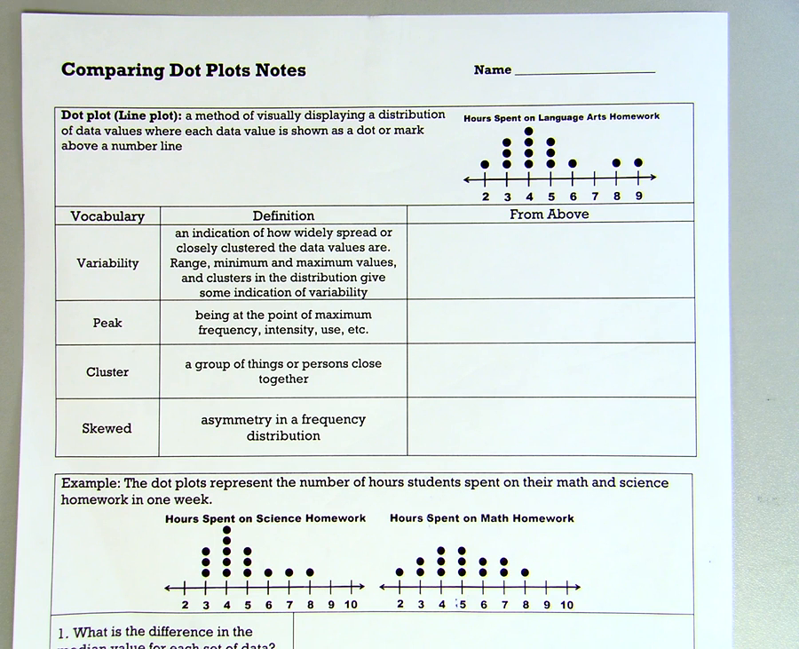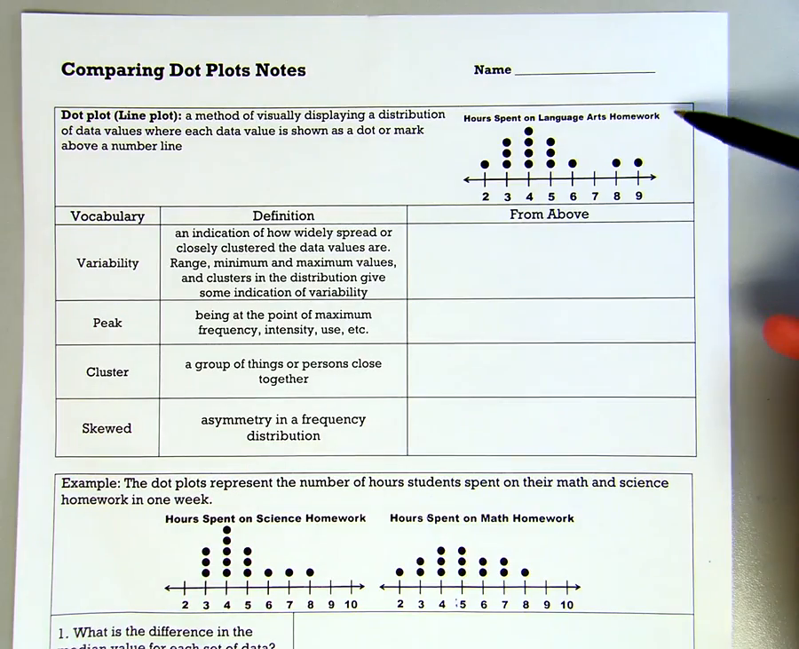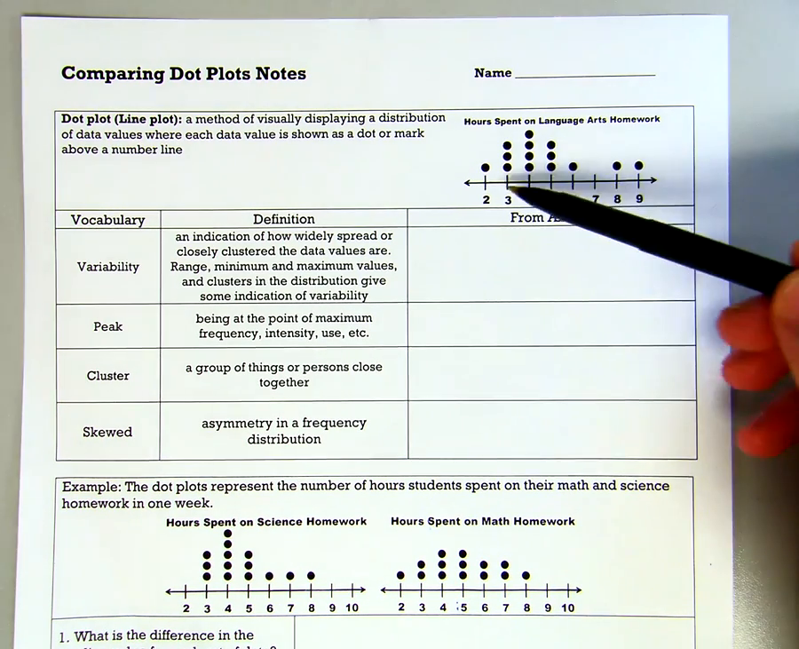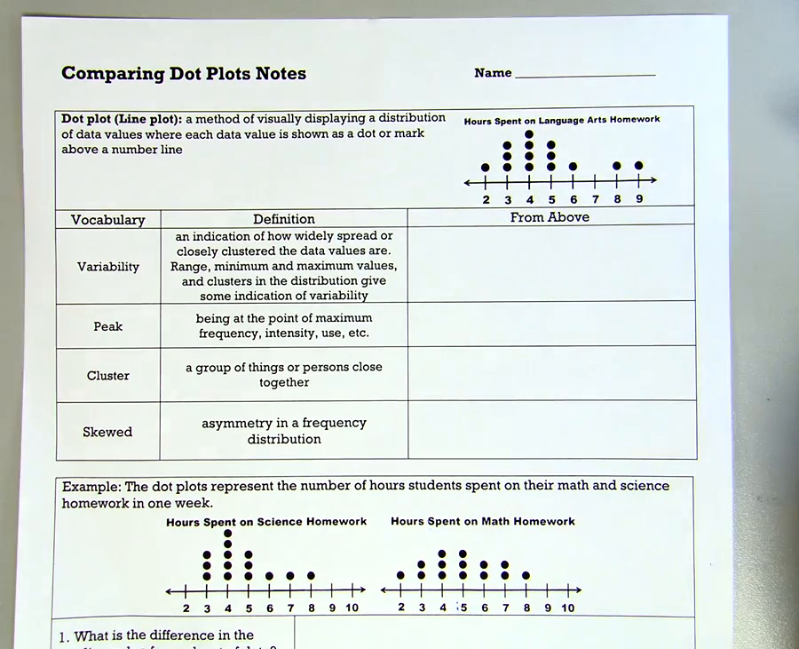Alright, so today's lesson is on comparing dot plots. A dot plot is a method of visually displaying a distribution of data values, where each data value is shown as a dot or a mark above a number line. In this case, we're looking at hours spent on language arts homework. We have 2 hours, 3 hours, 4 hours, and all the way up to 9 hours. And each one of these dots is someone that was surveyed or part of the sample.